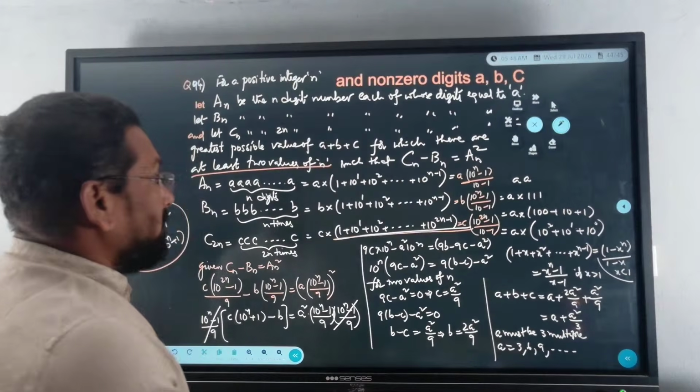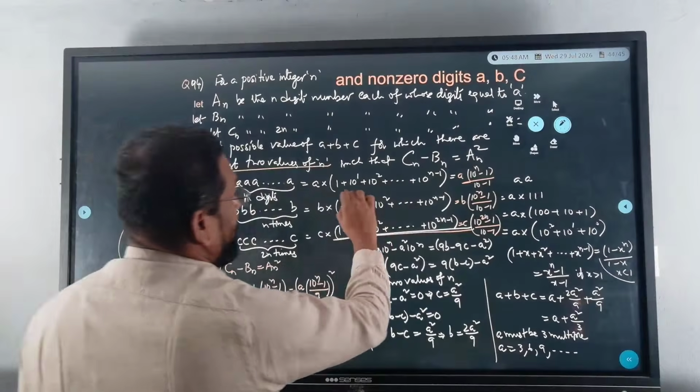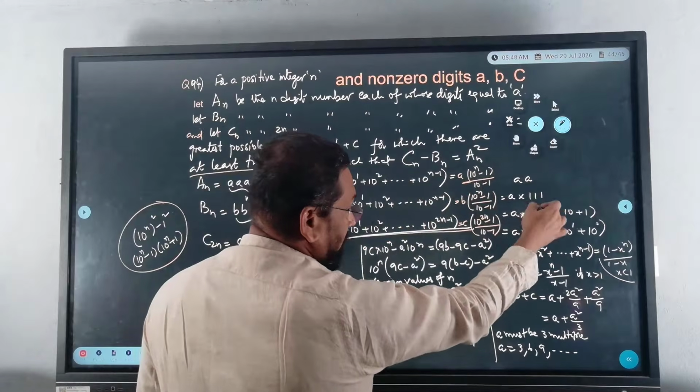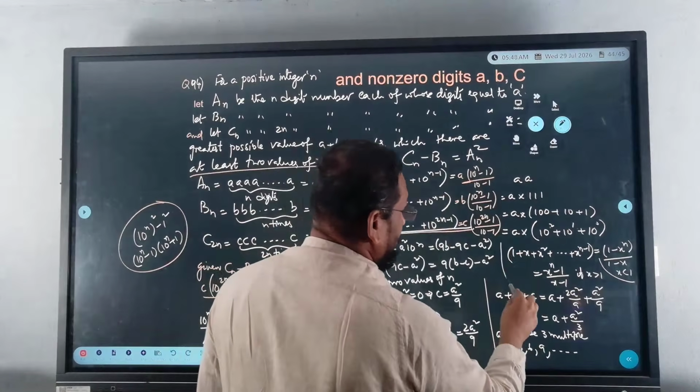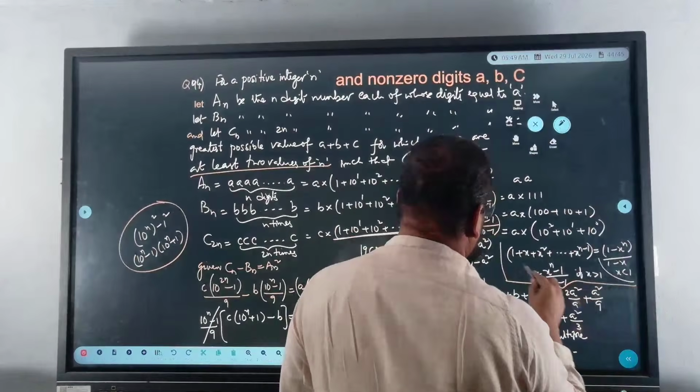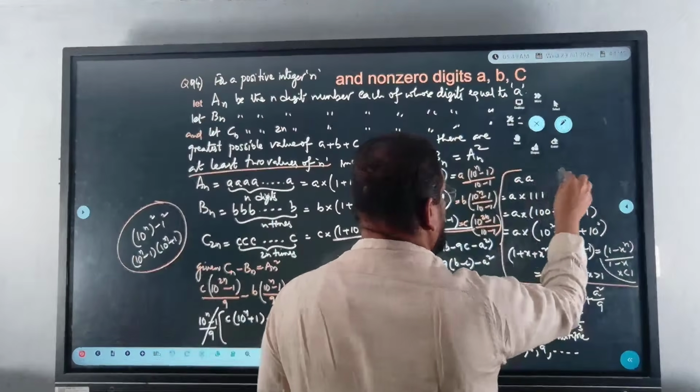So here the concept is this one: the expandable form of a number, and then which formula I have to use here? See, this is the formula we have to use.